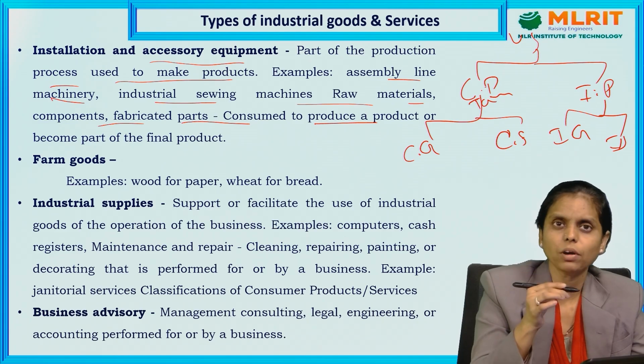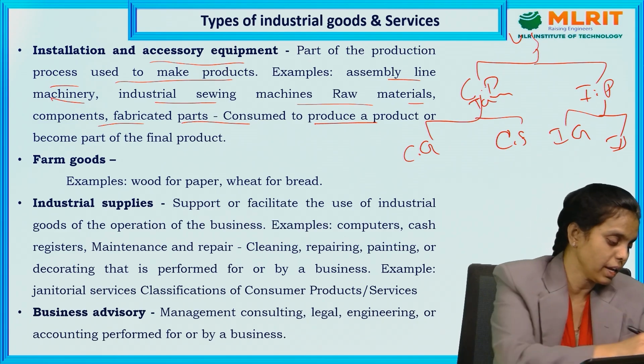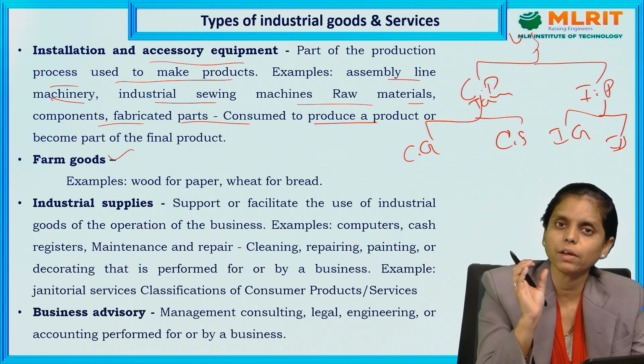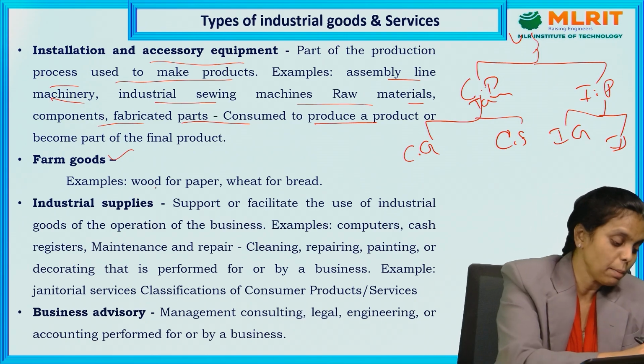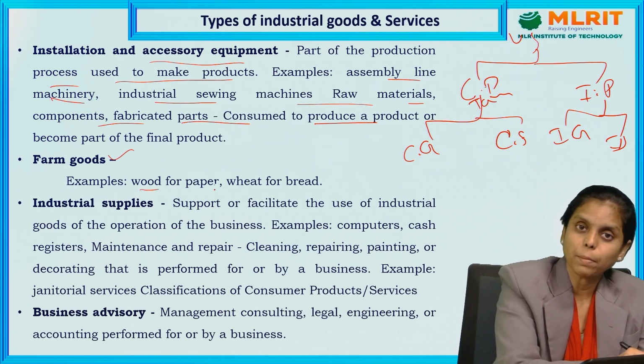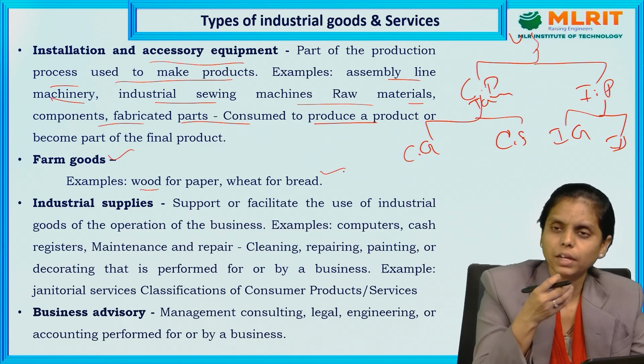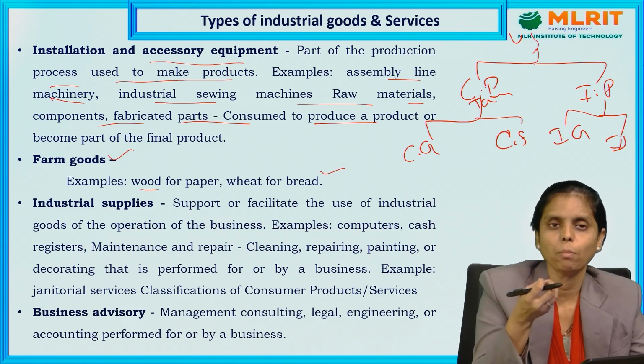Now, these products are of different types, like farm products. What do farm products mean? That we take from agriculture. For example, plants, wood for paper, or wheat for bread. Now, how are we getting them? We get farm products from the farmers.